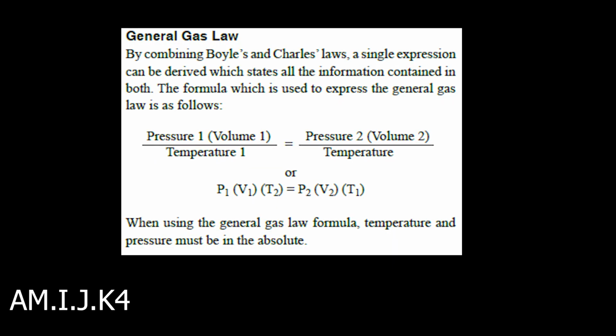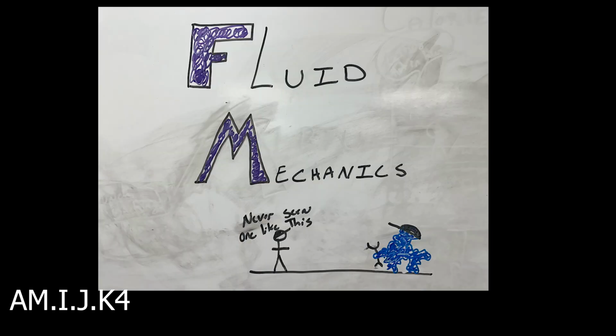The general gas law combines Boyle's and Charles's laws into a single expression that relates the pressure, volume, and temperature of a gas. These formulas allow us to calculate the new pressure, volume, or temperature of a gas when one of these variables changes, assuming the others remain constant. Let's see how this applies to fluid mechanics.